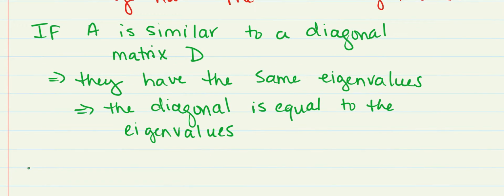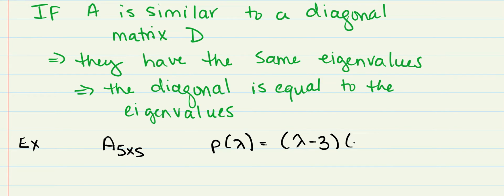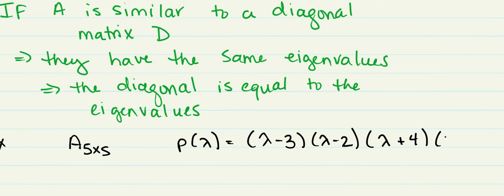So for example, let's say A is an n by n matrix. Let's actually be more specific. Let's say it's 5 by 5. And let's say it has the characteristic polynomial (lambda minus 3)(lambda minus 2)(lambda plus 4)(lambda minus 1). And let's remember that it has to be an nth degree polynomial because this is a 5 by 5 matrix.